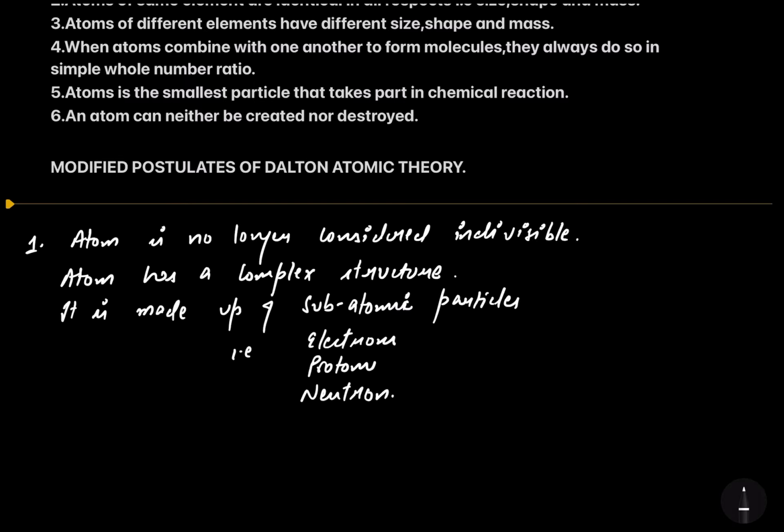In the upcoming videos, I will make you understand the arrangement of electrons, protons, and neutrons in the atoms. So, the first point says that the atom is no longer considered indivisible. The atom has a complex structure and it is made up of subatomic particles, that is electrons, protons, and neutrons. So, this is the first point. Now, let's talk about the second point.